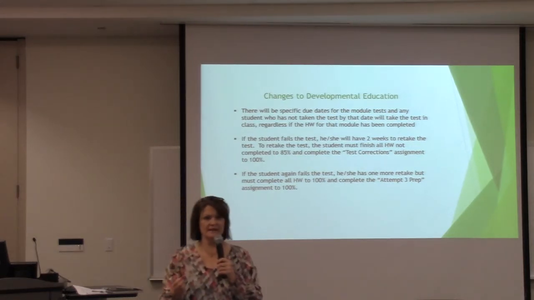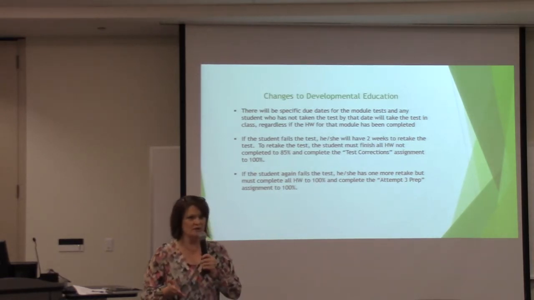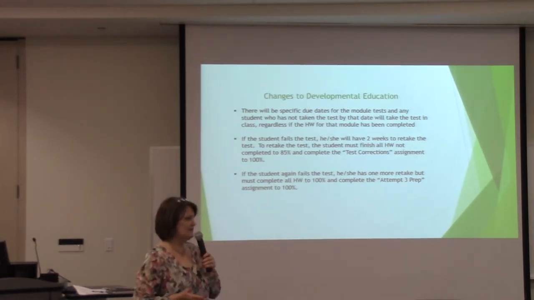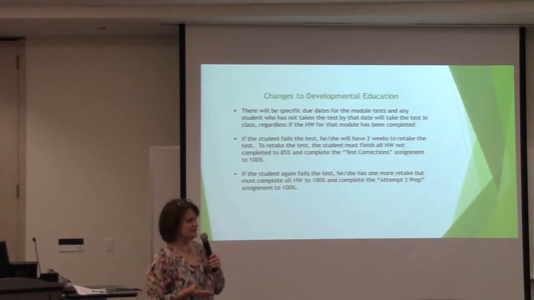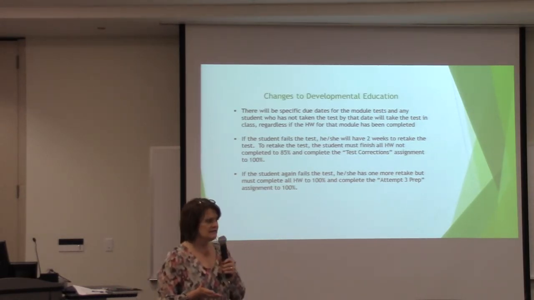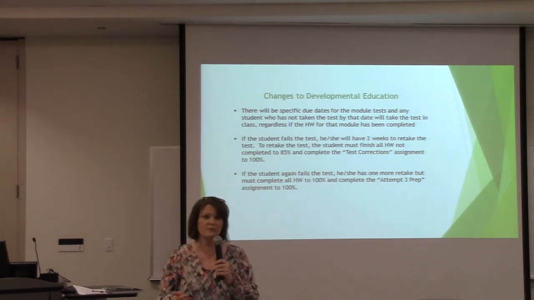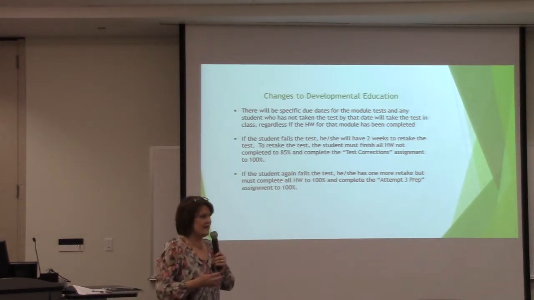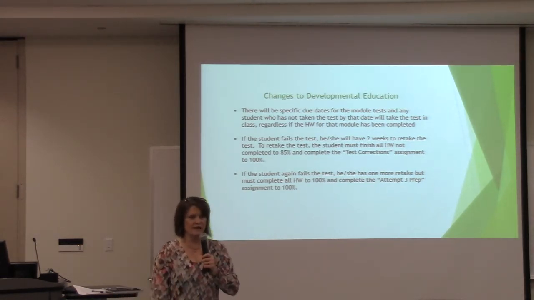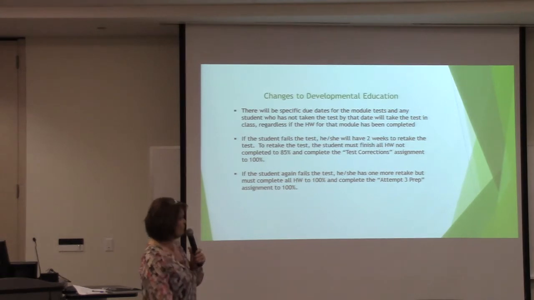If they want to retake it, it kind of goes back to what we were doing before. They'll have to finish all of their homework to 85% or better if they haven't done it already, and they'll have to do the test corrections assignment to 100%. This, I think, will push students to actually get on the other. I always talk to my students about doing the 100% anyway. For that reason, if they have to go back, that's one thing that they don't have to go back and work on. But they have to do that, and then if they don't, then they'll get one more retake.